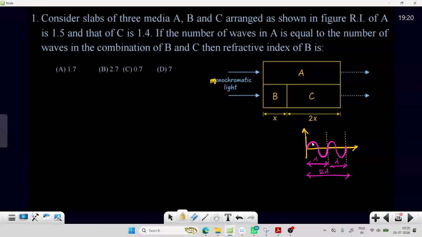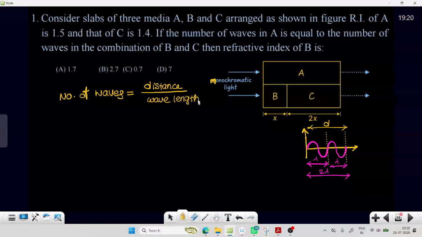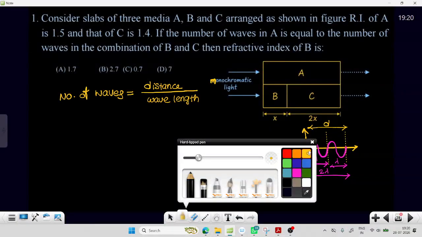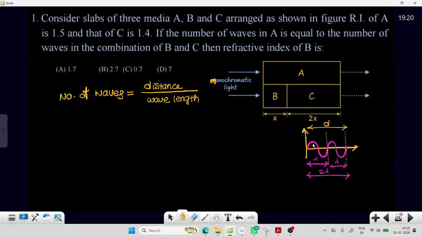So from this, what can we write? The number of waves is equal to the total distance divided by the wavelength. If we call the distance d, then the number of waves is d by wavelength lambda.